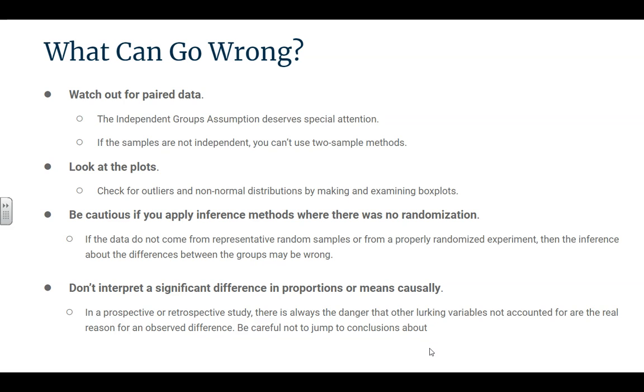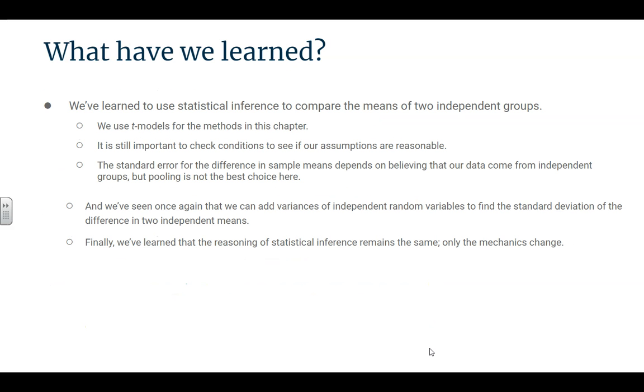What can go wrong? Watch out for paired data. That'll come in chapter 24. Look at the plots. Make sure the histograms are roughly symmetric. Be cautious if you apply inference where there is no randomization. We want to make sure it's representative of the population. Don't interpret a significant difference in proportions or means causally, meaning if I'm looking at the study, one doesn't necessarily cause the other. That's an important thing to look at.